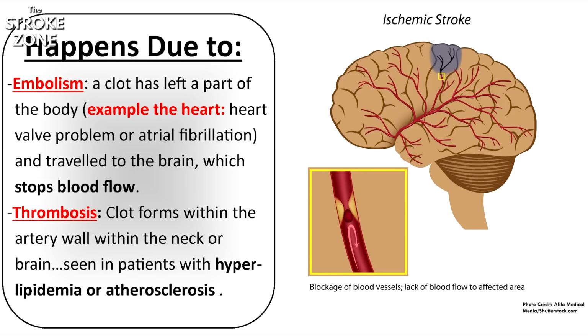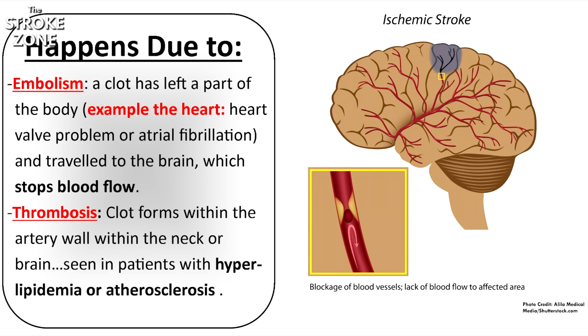First, let's talk about an embolism type ischemic stroke. This is where a clot has left a part of the body, example, the heart. Maybe the patient has a heart valve problem, or they're in a rhythm called atrial fibrillation, where those atrium are just quivering, the blood is pooling in there too long, it can clot, and then it can leave the heart and travel to the brain, which will stop blood flow.